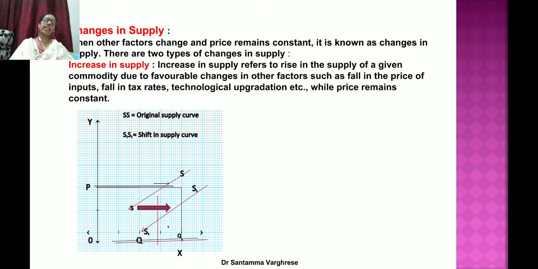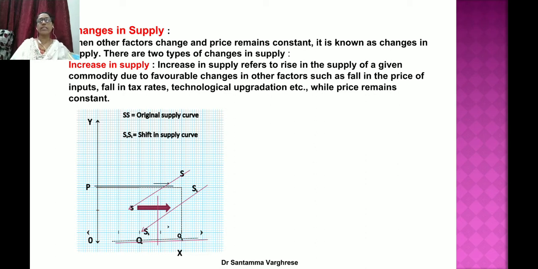The first is increase in supply. You can see in the slide the increase in supply. The increase in supply refers to the rise in supply of a given commodity due to favorable changes in other factors such as fall in price of inputs, fall in tax rates, technological upgradation, etc., while the price remains constant.